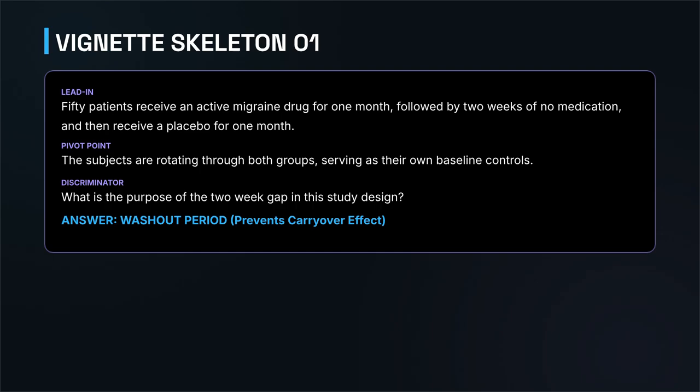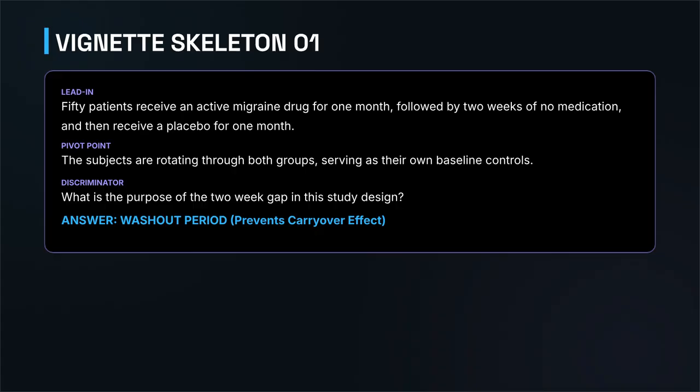This is exactly how you must approach every single question on your board exams. You must meticulously dissect the prompt into the lead-in, the pivot point, and the discriminator. The lead-in provides the raw narrative data. The pivot point is the hidden physiological or statistical concept the examiners are actively testing. The discriminator is the final question that forces you to apply your knowledge.